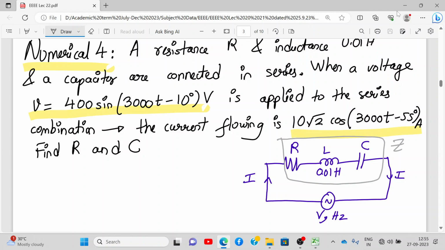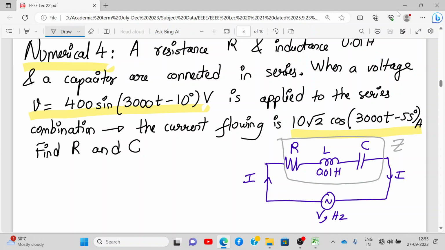So, what is the thinking process? Convert I and V into polar form. Divide them, V by I, you will get Z. Once you get Z, you find the circuit nature. How will you find the circuit nature? By angle phi. If phi is negative, circuit is capacitive. If phi is positive, circuit is inductive.